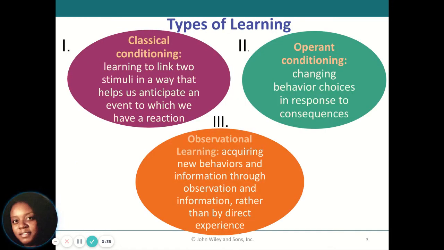So there are three types of learning. There's classical conditioning. That's where two things are linked together to help us anticipate something. There's operant conditioning, when behavior choices result from a certain consequence, and observational learning, which is learning by seeing others do something rather than direct experience. So we're going to talk about all three of these types of learning in detail.